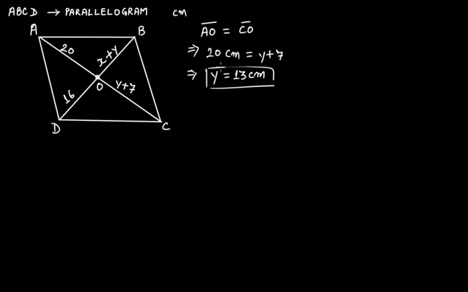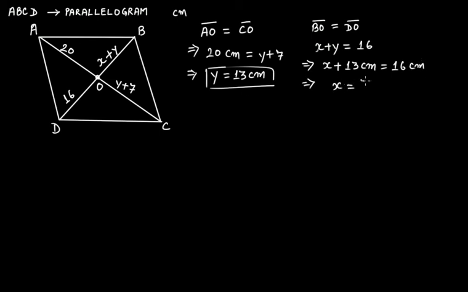And if you solve for this diagonal BD, BO is equal to DO, so x plus y is equal to 16. From here, x plus y is how much? y is 13 centimeters, and this is equal to 16 centimeters, and this gives you x is equal to 3 centimeters.